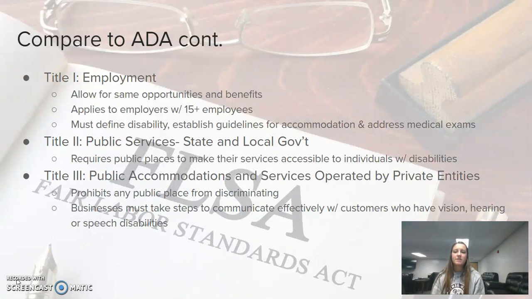Title I, or employment, part of ADA allows for the same opportunities and benefits as everyone else. It applies to employers with 15 or more employees, and the employer must define their disability, establish guidelines for the accommodation, and address their medical exams. Title II, or public services for state and local government, requires public places to make sure their services are accessible to individuals with disabilities. And lastly, Title III, public accommodations and services operated by private entities, prohibits any public place from discriminating, and businesses must take steps to communicate effectively with customers who have vision, hearing, or speech disabilities.